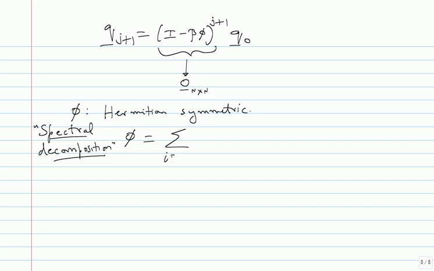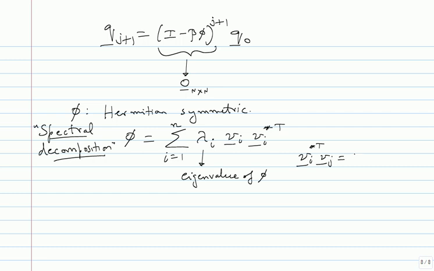Okay, so you have a complete set of orthonormal eigenvectors for any Hermitian symmetric matrix, which means you can write phi as summation i equals 1 to n lambda i vi vi conjugate transpose. Okay, so then lambda i is an eigenvalue of phi. Okay, and this set of vi is an orthonormal set. Okay, so what do I mean by orthonormal? Vi conjugate transpose Vj is going to be 0 if i is not equal to j and 1 if i is j.